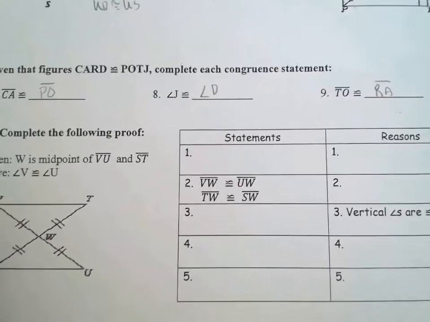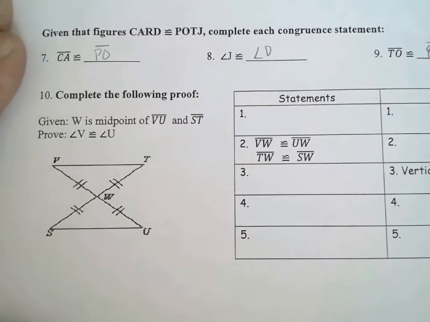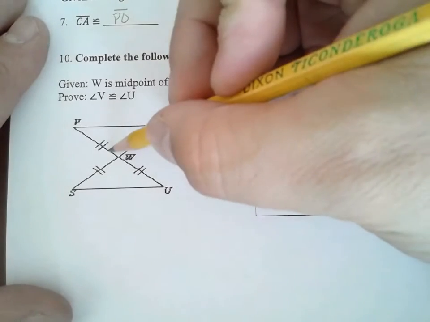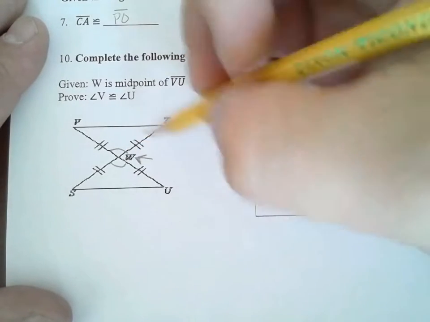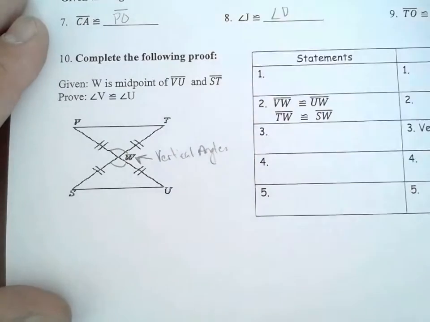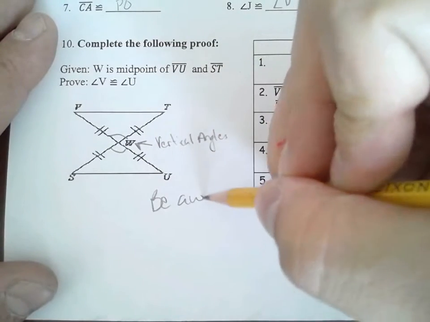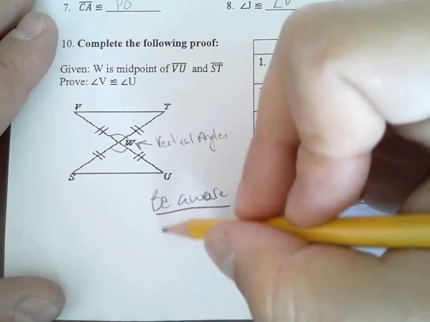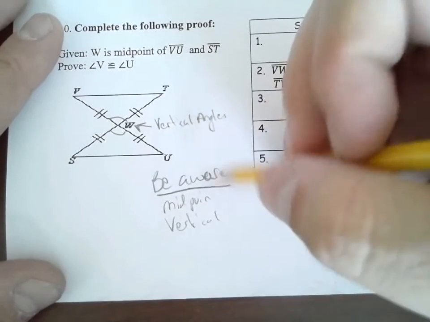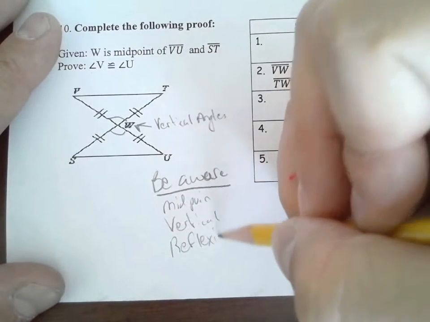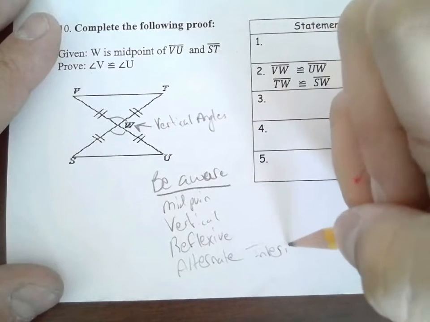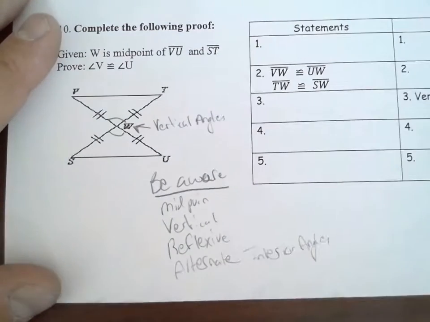And that's it. Now over here, complete the following proof. Make sure when you see these proofs, you're very aware of the reflexive property, you're very aware of vertical angles, and also be aware of midpoint, vertical, reflexive, and alternate interior angles. Okay? Just be very aware of those.